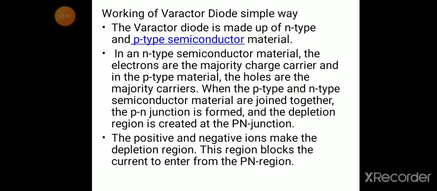The positive and negative ions make the depletion region. This region blocks the current from entering the PN region.